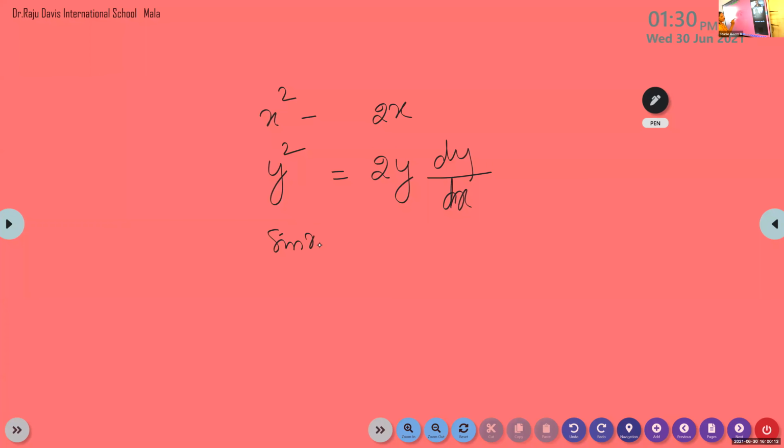What is the derivative of sin x? What is the derivative of sin x, Michael? It is cos x. So what will be the derivative of sin y? It is cos y dy by dx. Cos y into dy by dx. Whenever we differentiate y terms, we should write into dy by dx. What is the derivative of e raised to x?